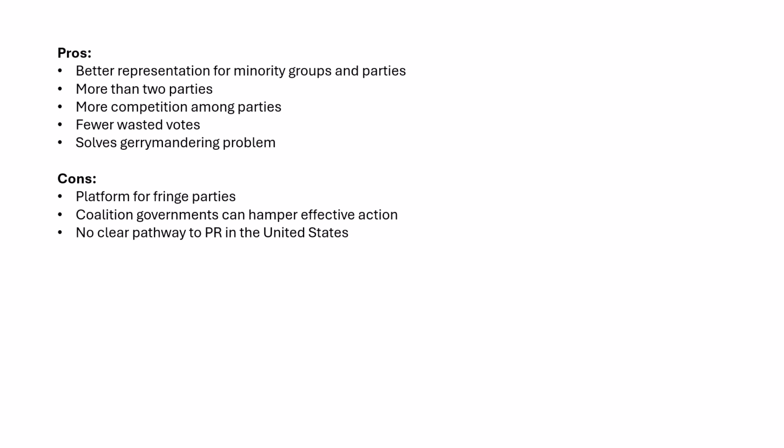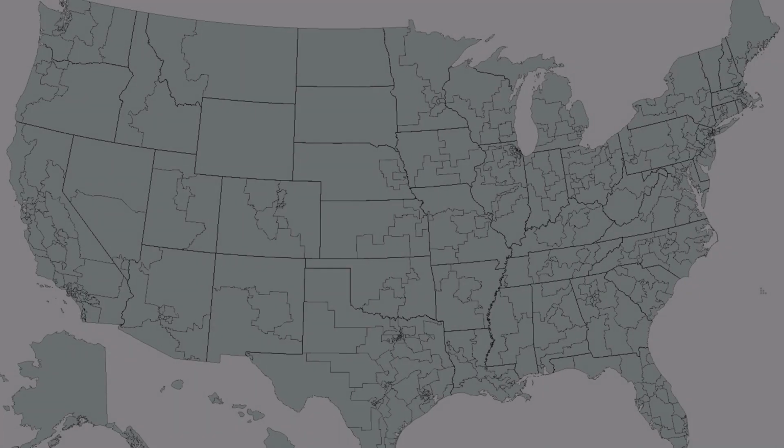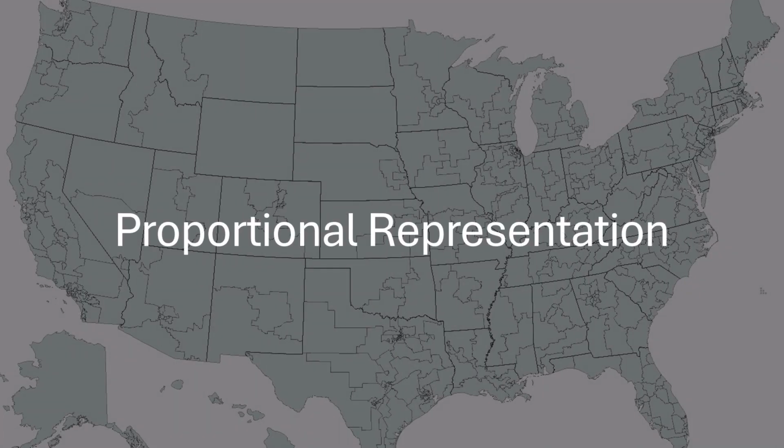And finally, apart from all other considerations, there's no clear legal pathway for implementing proportional representation, since federal law calls for only 1 representative per congressional district. It's beyond the scope of this presentation to go into more detail on the pros and cons of proportional representation. The main goal here was to provide an overview of how it works.